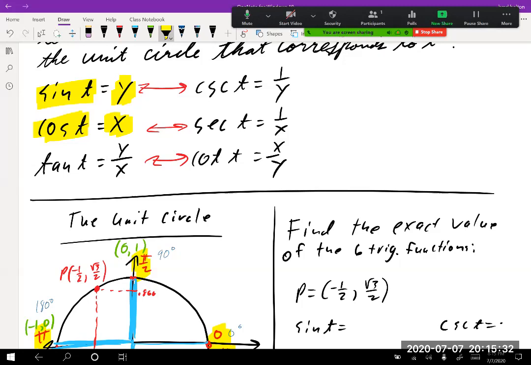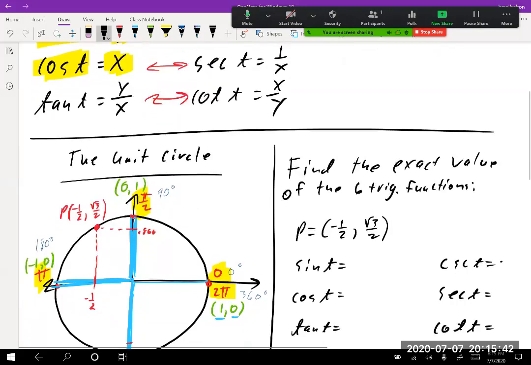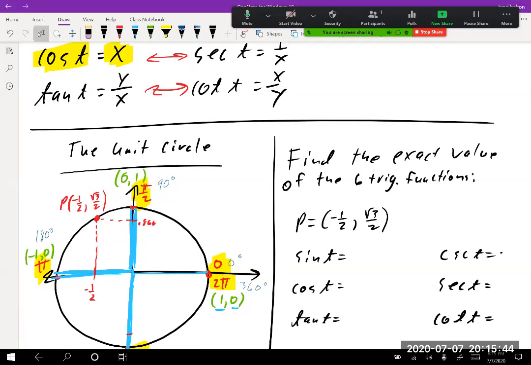You have to associate the sine function with y and the cosine function with x. So we're going to just say that literally the sine of t is worth the y coordinate. So this would become square root 3 over 2. The cosine of t is literally the x coordinate, which is negative 1 over 2.